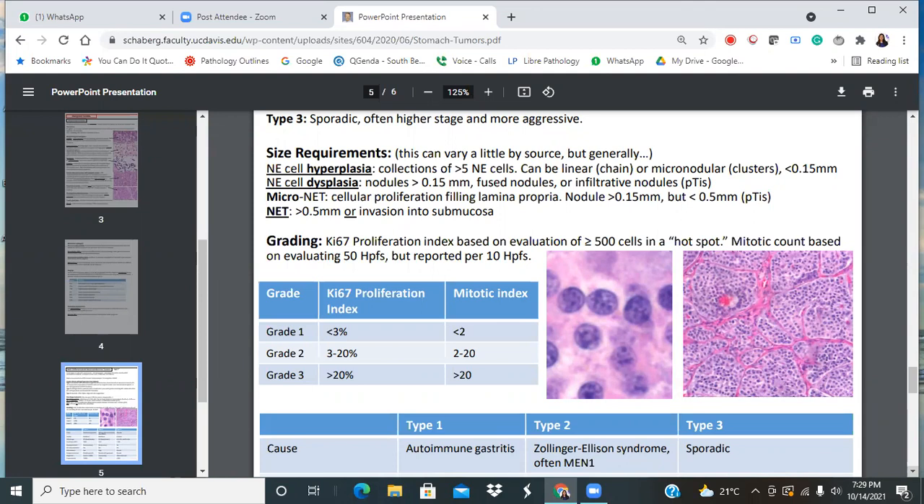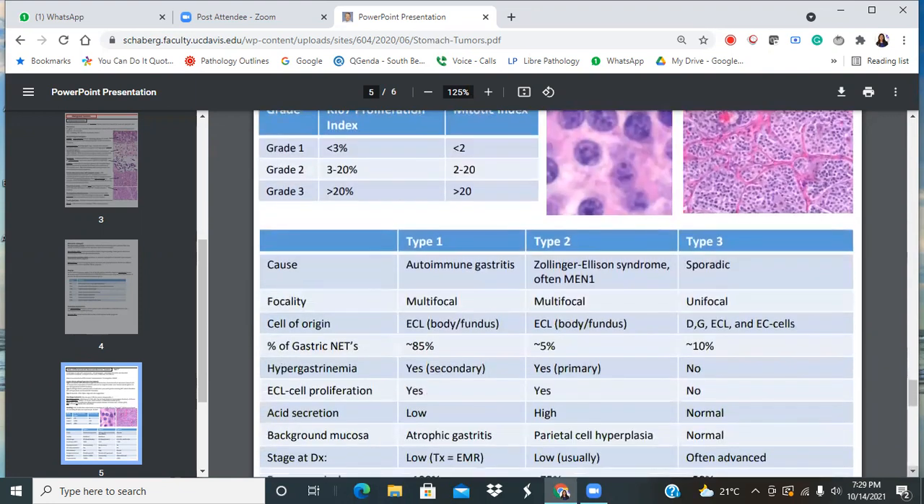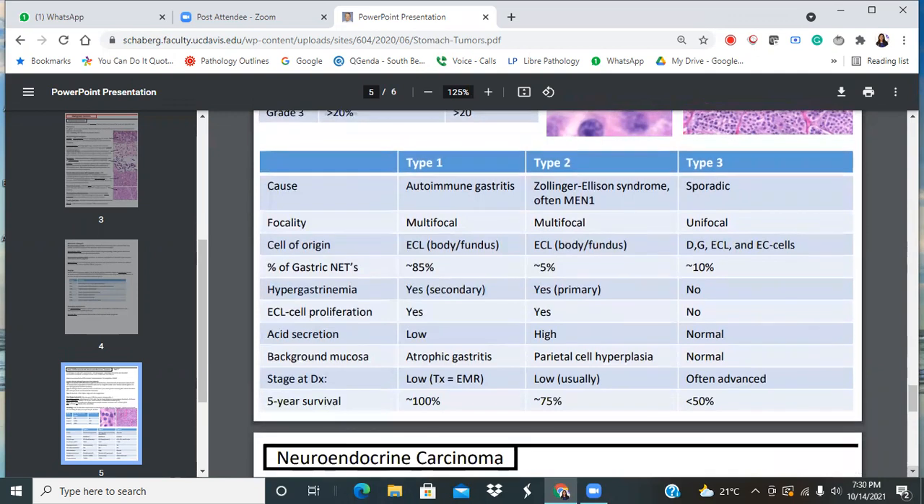Okay. So grading: we know Ki67 proliferation index is based on the evaluation of 500 cells or more in a hotspot. The mitotic count is based on evaluating 50 high-power fields, but is reported per 10 high-power fields. Grade 1 is less than 3% for Ki67 and mitotic index less than 2. Grade 2 is 3 to 20% and 2 to 20 for the mitosis. Grade 3 is more than 20% and more than 20. Here is a table where he classified type 1, type 2, and type 3, depending on their etiology.